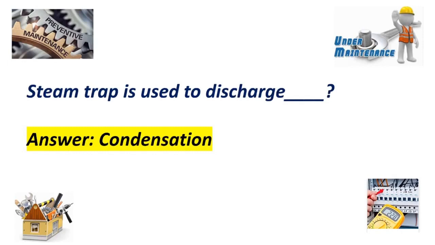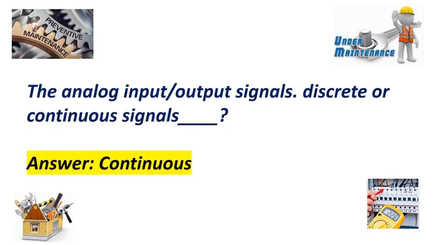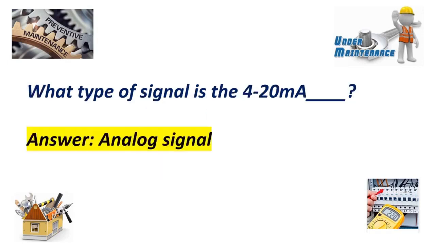Steam trap is used to discharge. Answer: condensation. The analog input-output signals, discrete or continuous signal? Answer: continuous. What type of signal is the 4 to 20 milliampere? Answer: analog signal.